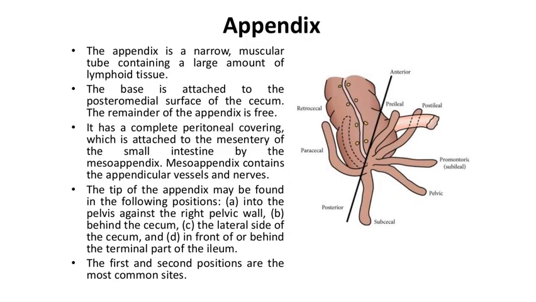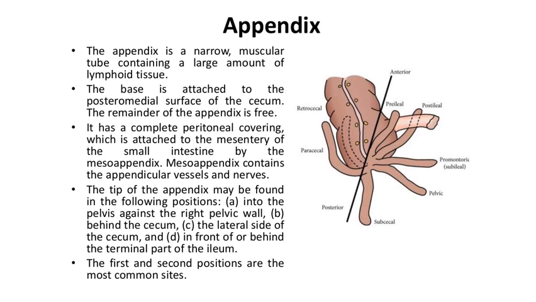Appendix is a narrow muscular tube containing a large amount of lymphoid tissue. The base is attached to the posterior medial surface of the cecum and the remainder of the appendix is free. It has a complete peritoneal covering which is attached to the mesentery of the small intestine by the mesoappendix. The mesoappendix contains the appendicular vessels and the nerves.